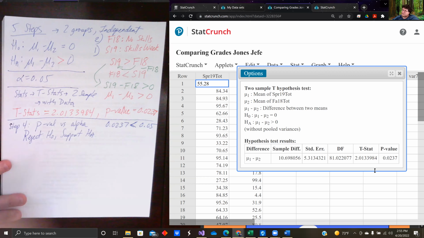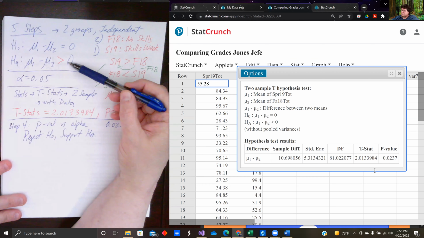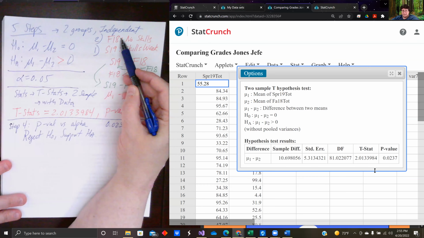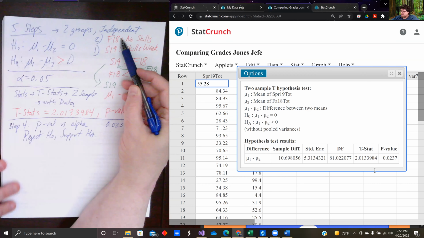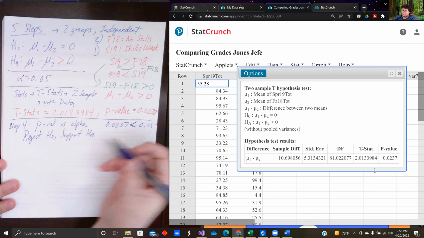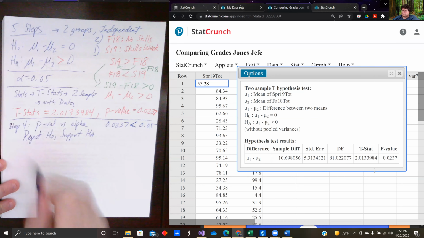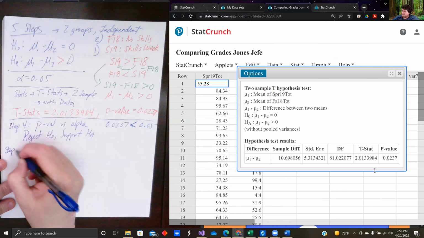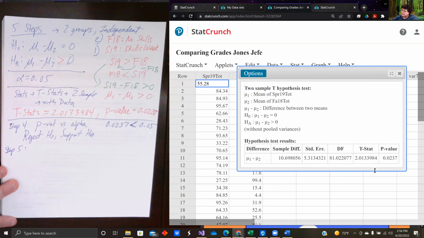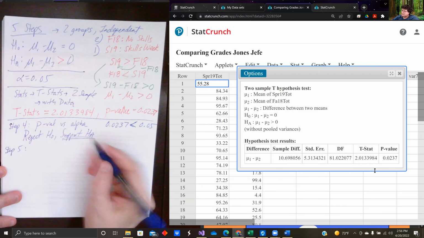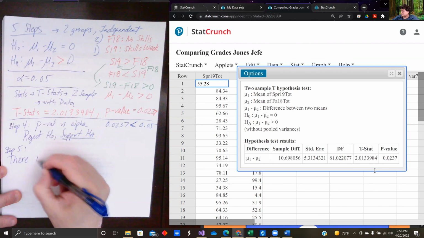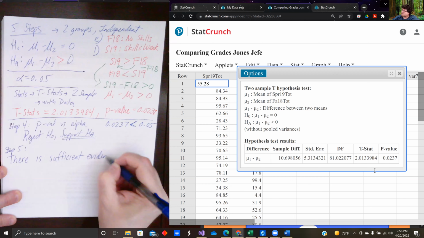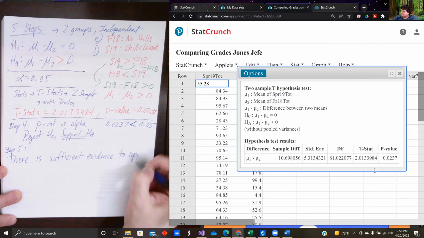And here HA says mu1 minus mu2 is greater than 0. Spring 19 mean is greater than fall 18's mean, but that's not what the test was about. The test was about, do study skills help? So that's what I want to make my claim about, or my statement at the end. And I'm going to support it. So there is sufficient evidence to support the professor's claim.